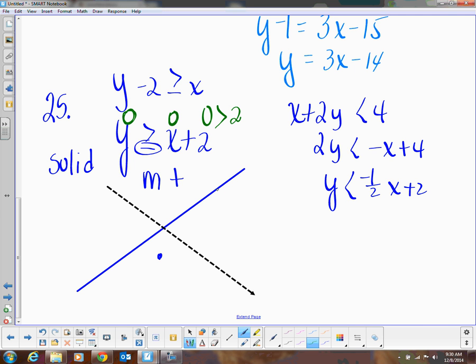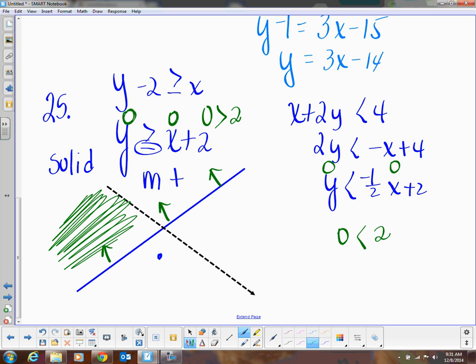It's a false statement, which means I need to shade. I think they messed up the answer here. All right, so now if I look at this, if I put 0 in and 0, is 0 less than 2? So that means, do I shade towards 0, 0 or away from 0, 0 here? Towards 0, 0. So this should be my answer. Is that what they gave us? Oh, was it? Okay.